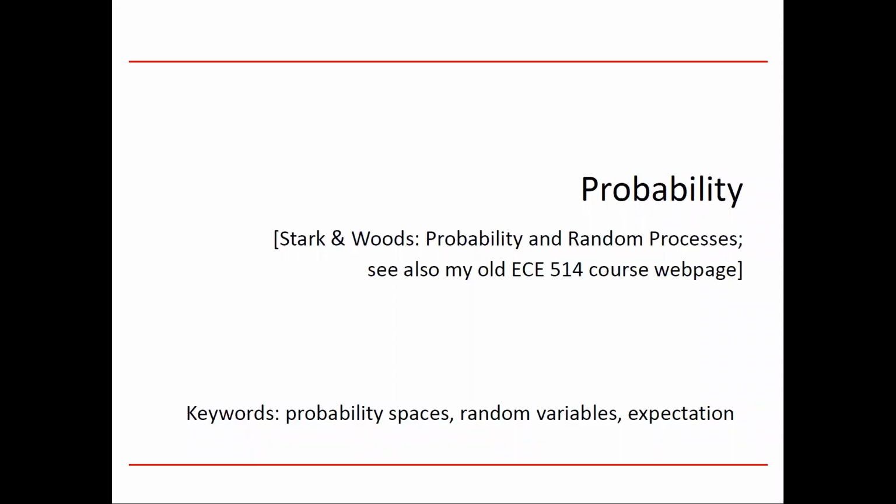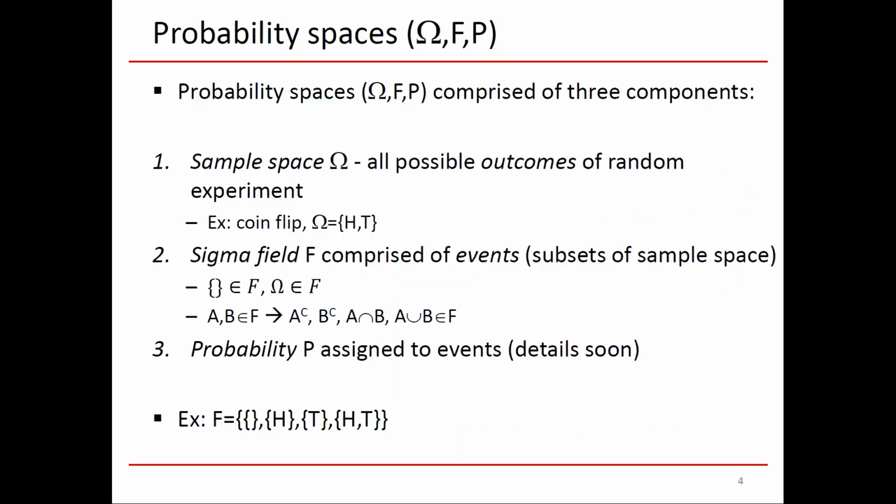So again, we're in modules number 3 and 4. We'll be having a probability review. So we're beginning with a probability space that contains 3 concepts: omega, F, and P. And these 3 components are as follows. First of all, omega is the sample space. Omega is the set of all possible outcomes of a random experiment.